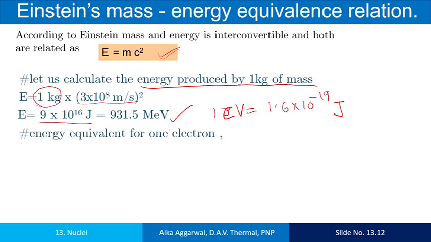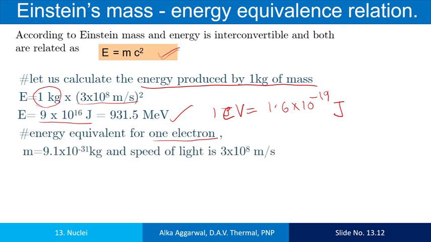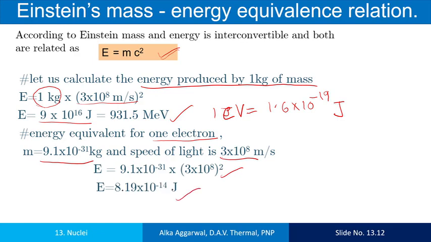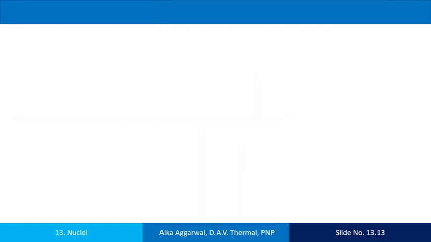Energy equivalent for one electron, that is, the energy produced by one electron. Again, we are using the same relation. The mass of the electron is 9.1 into 10 to the power minus 31 kg, and the speed of light is 3 into 10 to the power 8 meter per second. So using the relation m c square, this much energy is produced. When we divide it by 1.6 into 10 to the power minus 19, the energy produced by one electron is 0.51 mega electron volt.